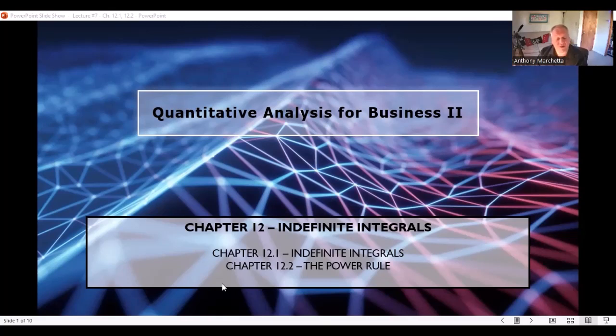The third unit is going to be chapter 12, where we start studying integrals, and we're going to do integration. Today, we're going to focus on indefinite integrals, just an introduction, and then we're going to show how the power rule applies to integration. Integration is the opposite of derivation, meaning if you have a function and you know how to take its derivative, which is what we've been studying all this time, if I gave you the derivative, could you tell me what the original function was?